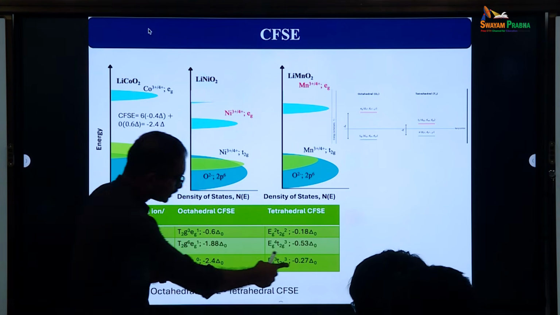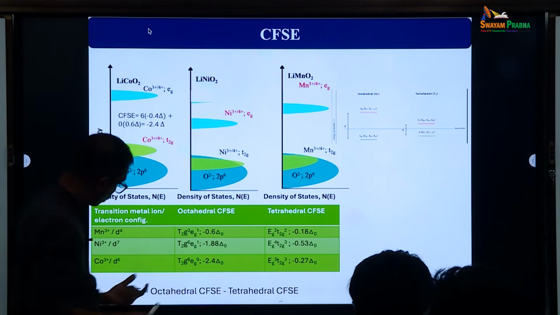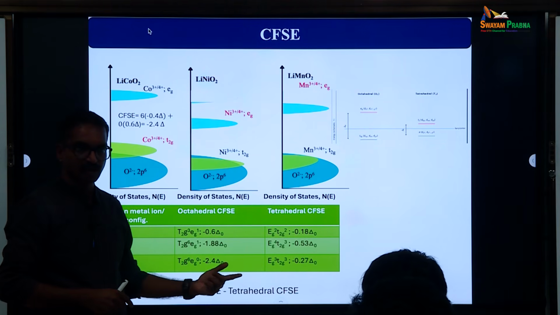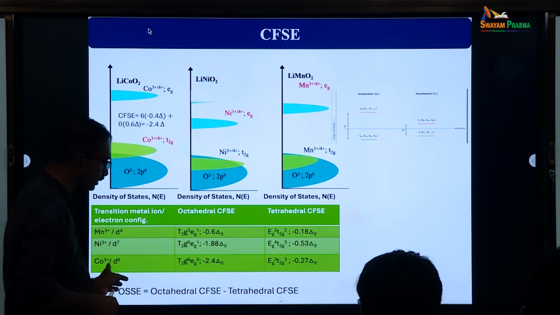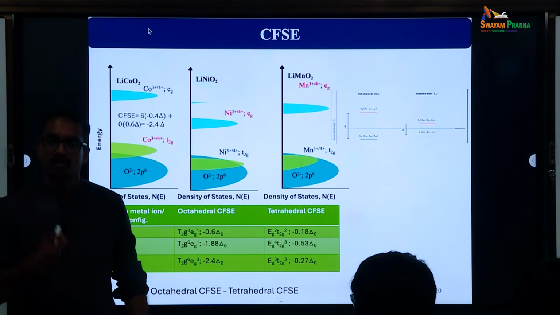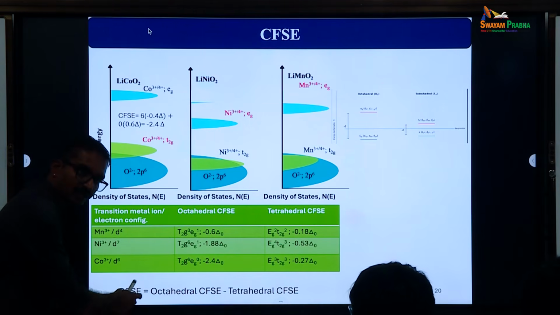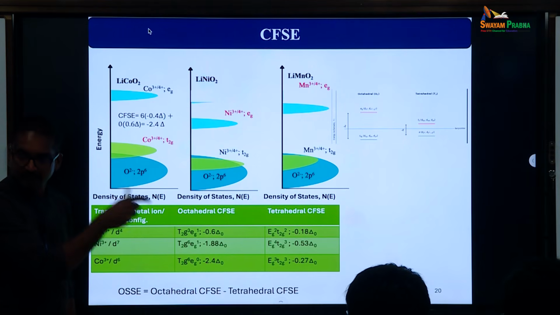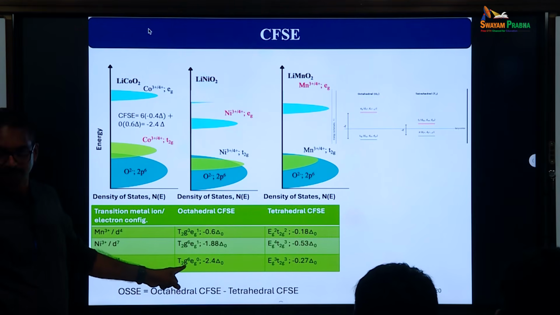Now if you look at the difference between these two and these two and these two, who will have the more OSSE? Cobalt. So if you have a crystal structure, oxides for example, where you have cobalt 3 plus, will it go to octahedra or tetrahedra? It will go to octahedra because the difference in energy is more favorable for octahedra. The octahedral site specific energy is better compared to tetrahedra. Therefore, cobalt will try to be in the octahedral voids.